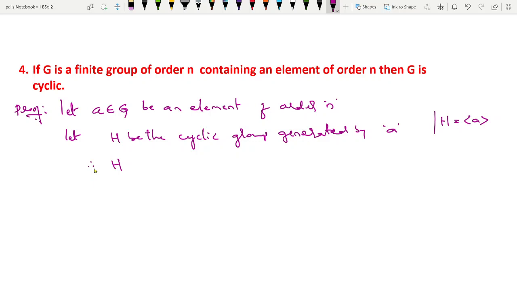So H is a cyclic subgroup of G. Okay, I think it's clear. Since, what is the order of A? Order of A is n. And what is the order of H? Order of H is also n.